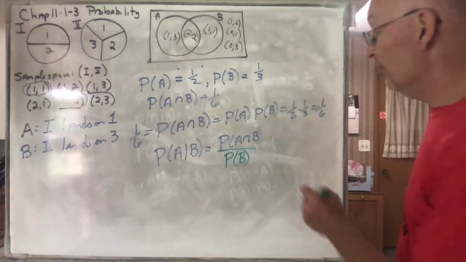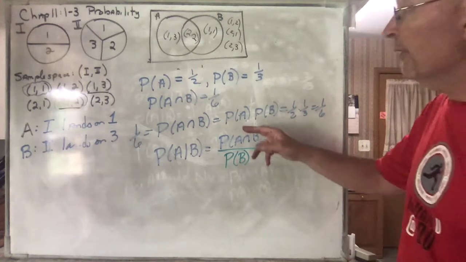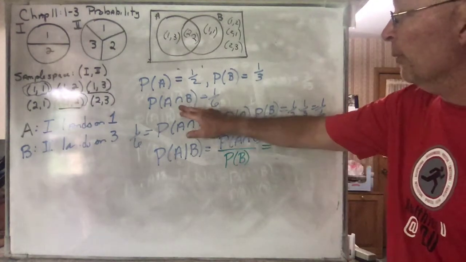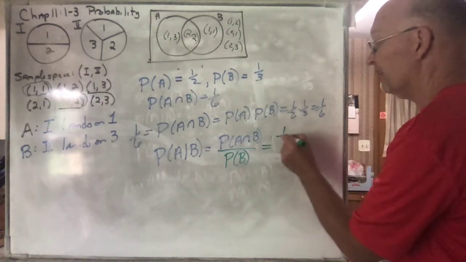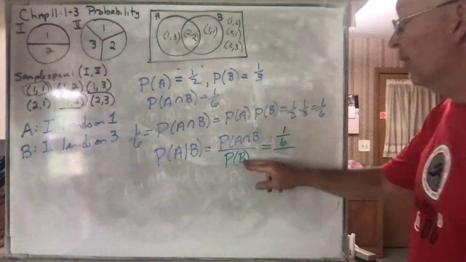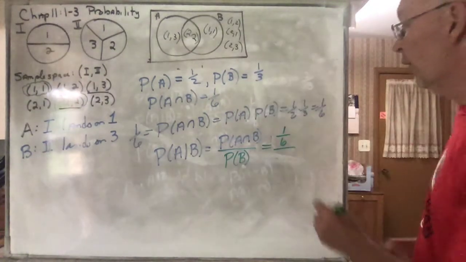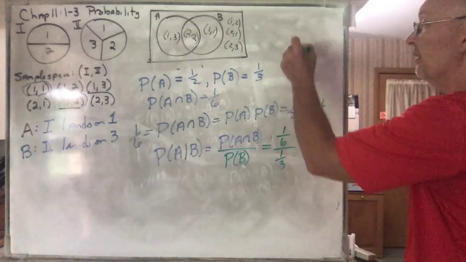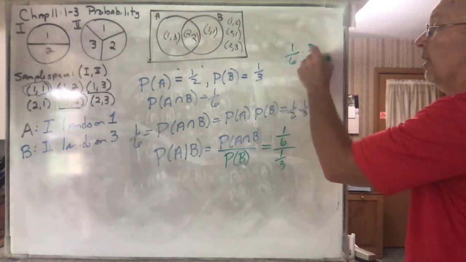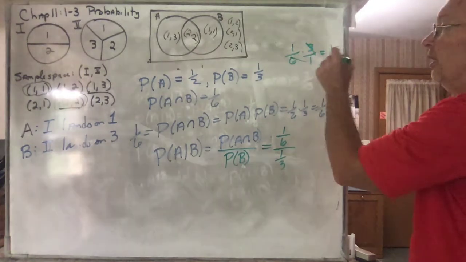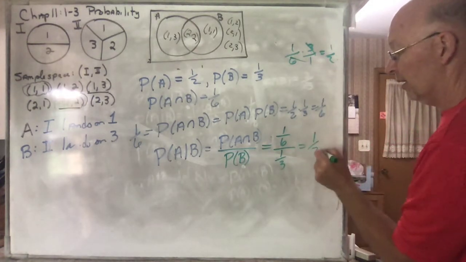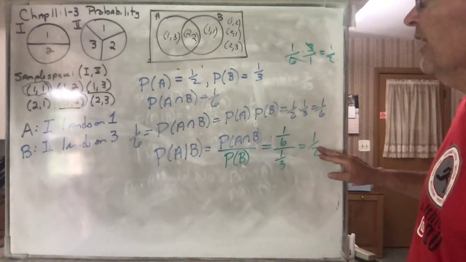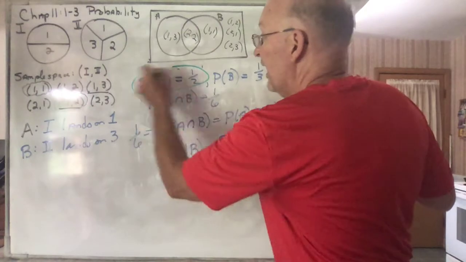Okay? So the probability of A given B, I'm sorry, this is the probability of A and B. The probability of A and B is 1/6. The probability of B is 1/3. 1/6 divided by 1/3 is what? Is 1/2. So the probability of A given B is 1/2, and notice that the probability of A is 1/2.